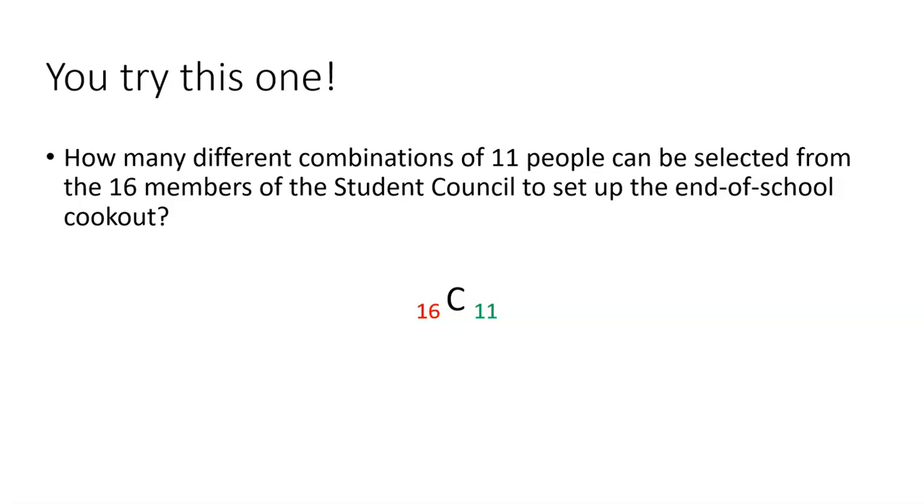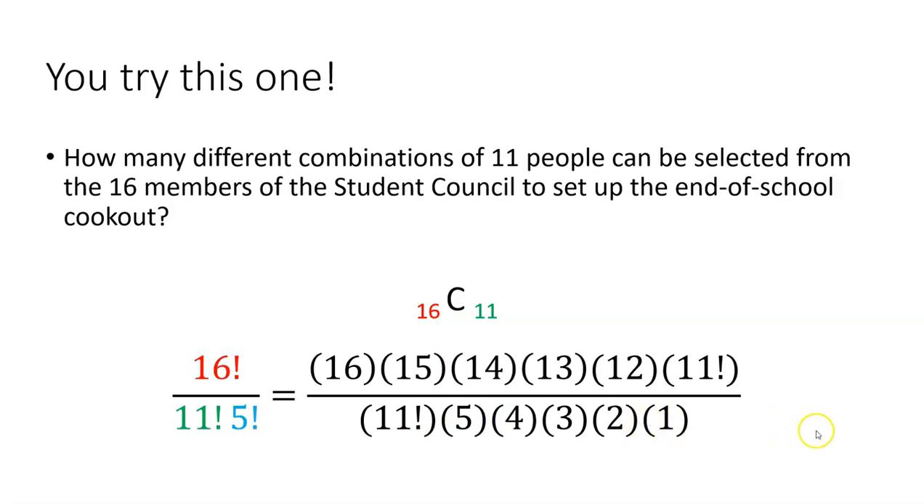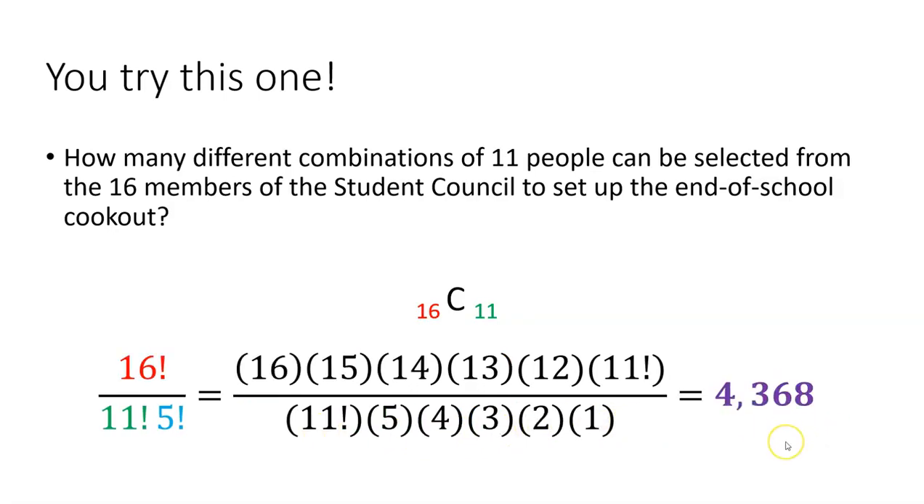Everybody's showing up. Going the long way, this is 16 factorial over the 11 factorial, and 16 minus 11 is 5 factorial because it's nCr. And you can expand out. I'll stop at 11 factorial so I can reduce it away. But of course, your calculator can do a lot of this work for you if it has an nCr button and get this answer, 4,368 different combinations to get kids to set up the end of school cookout.